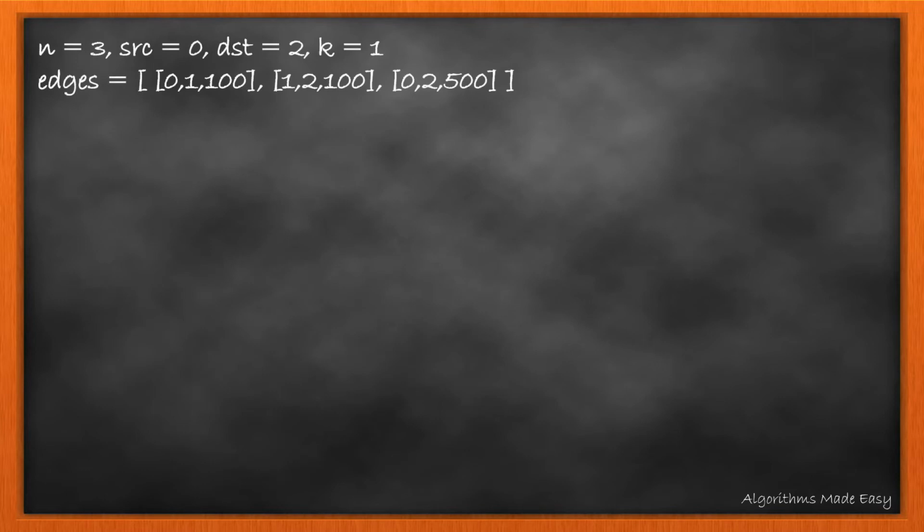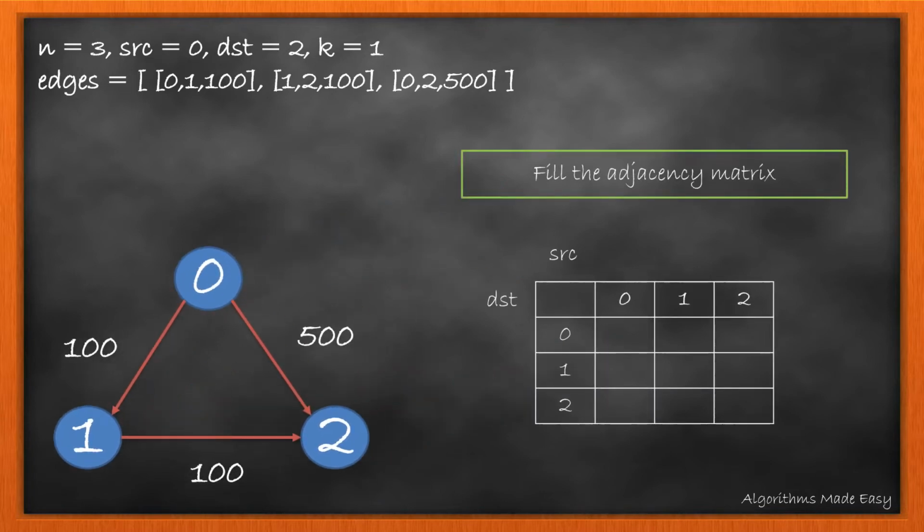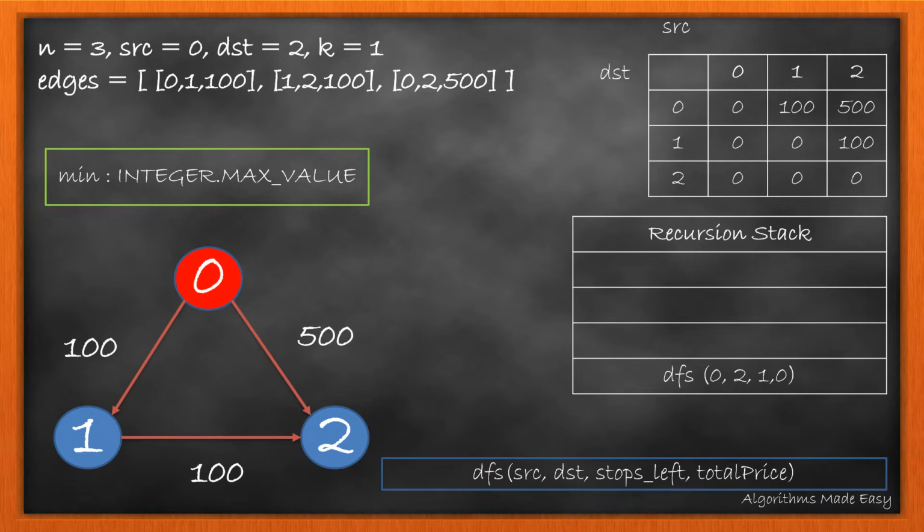Now let's take the first example. This is how the connections between the cities will look. We will first create the adjacency matrix. Starting from the first edge, we will fill 100 at 0, 1 in the matrix. Moving to the second edge, we will update 100 at 1, 2. Similarly, 500. Now we will initialize min with the max value. We will start off with the source 0 and call our function. Initially, the total price will be 0.